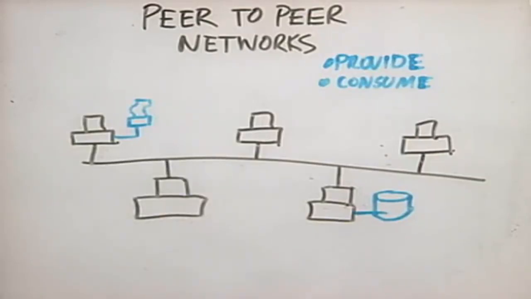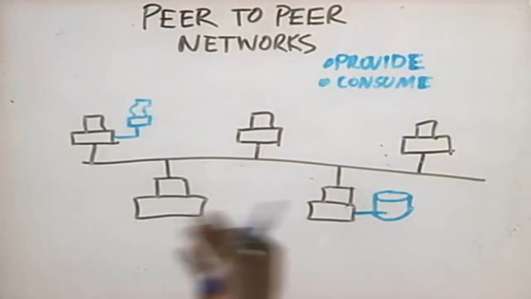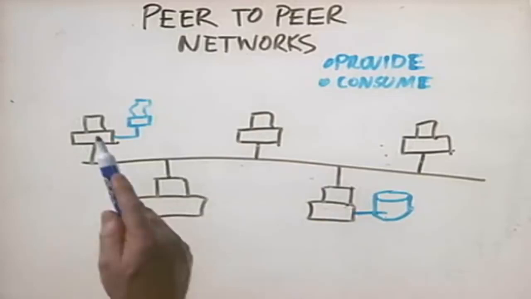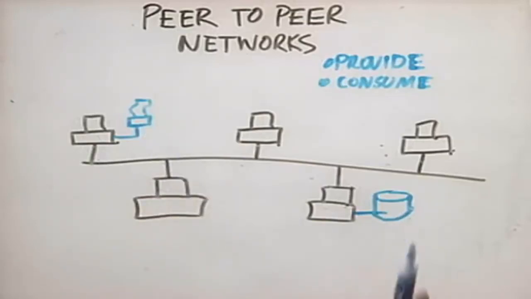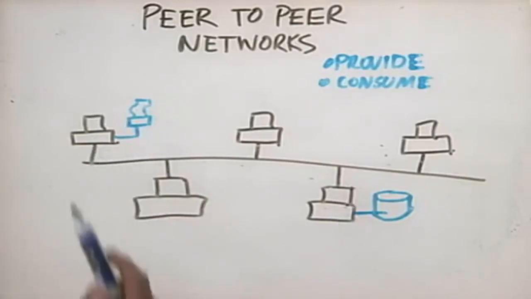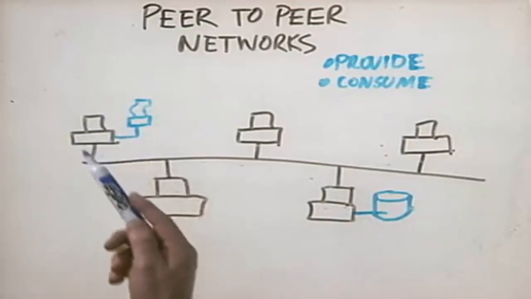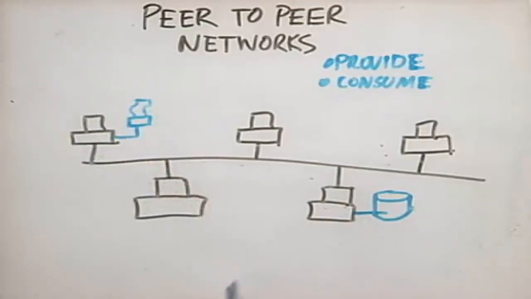Well, in this situation, you have hosts that both provide and consume network services. These two hosts provide a network service. This one provides printing, this one provides storage. Now, at the same time, these hosts also consume services. For instance, this host prints to this workstation and saves files to the hard drive in this workstation. In essence, they function both as a client and as a server at the same time.